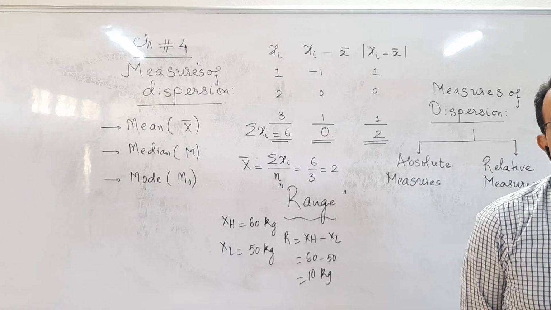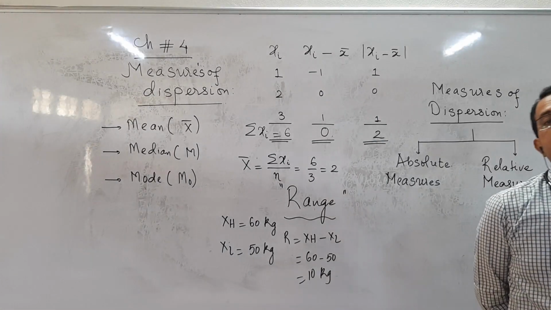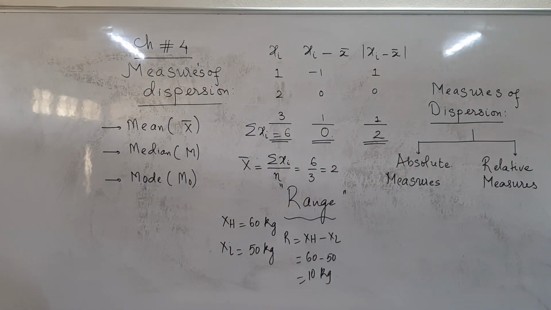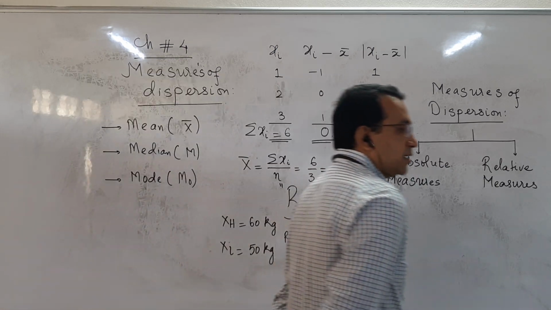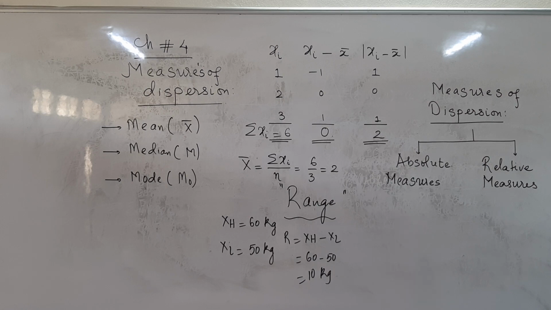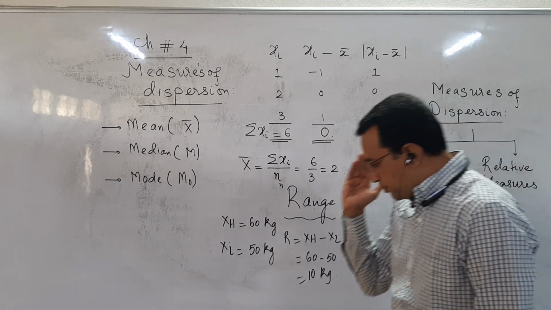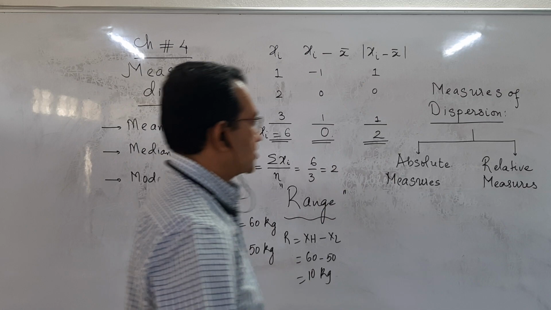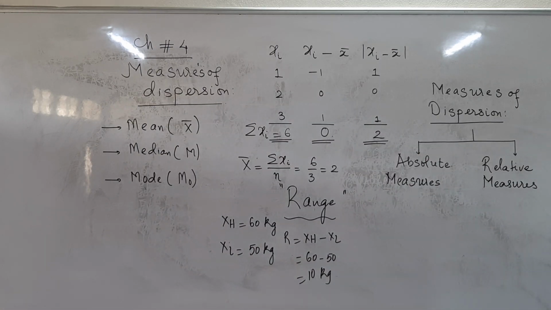So, a measure of dispersion independent of or free of the units is called a relative measure of dispersion. As said, we have two types of measures of dispersion, students: one is absolute measure, and the other is relative measure. A measure of dispersion free from units of measurement is called relative measure, and a measure of dispersion which is expressed in the same unit as that of given observation is called an absolute measure of dispersion.